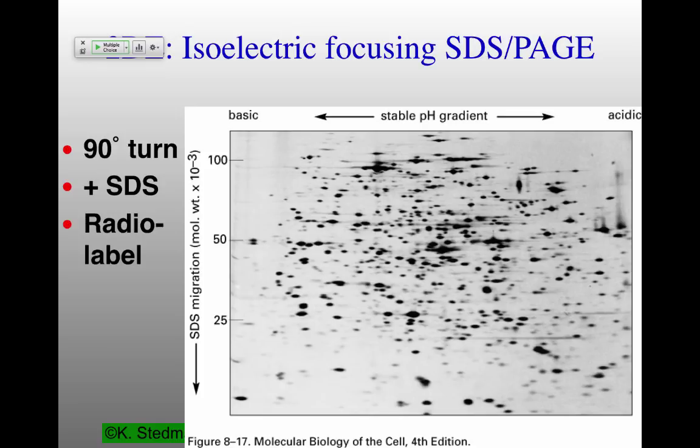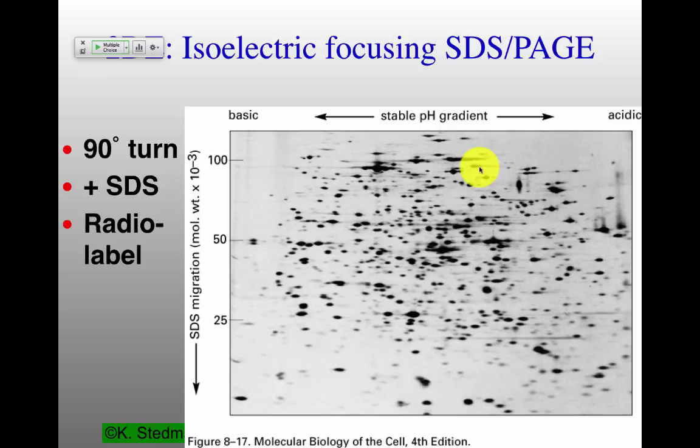Again, a pH gradient with an electric field. All the proteins are going to go to the point where the isoelectric point is. And again, getting back to your question a little bit earlier here, very high resolution. You can separate literally tens if not hundreds of proteins pretty well doing this. And then that's what we had here is the isoelectric focusing, basic to acidic.